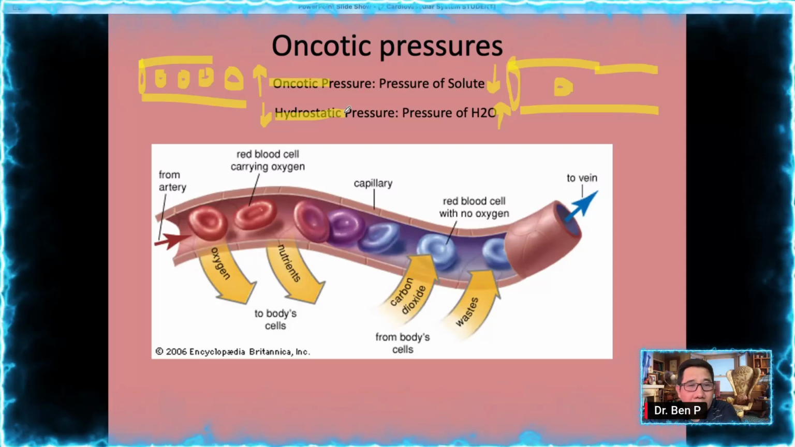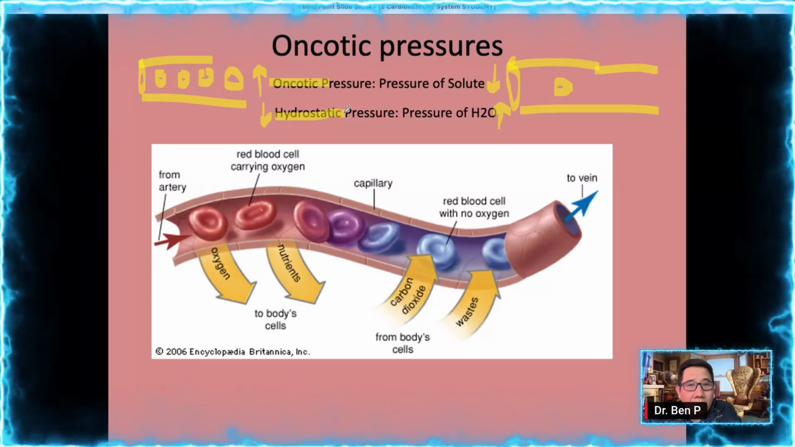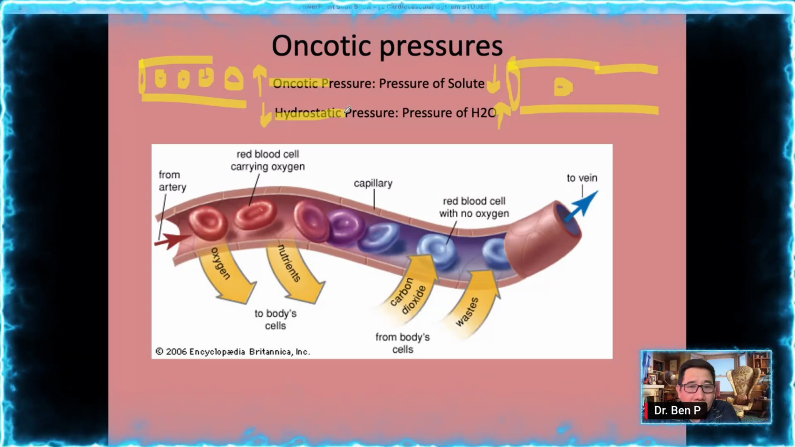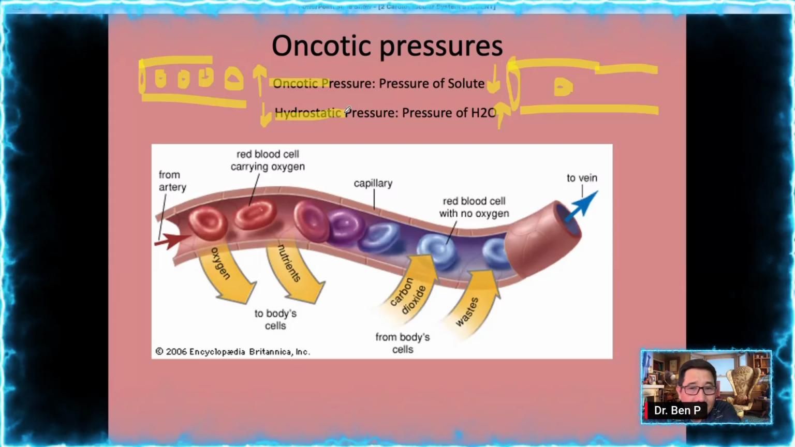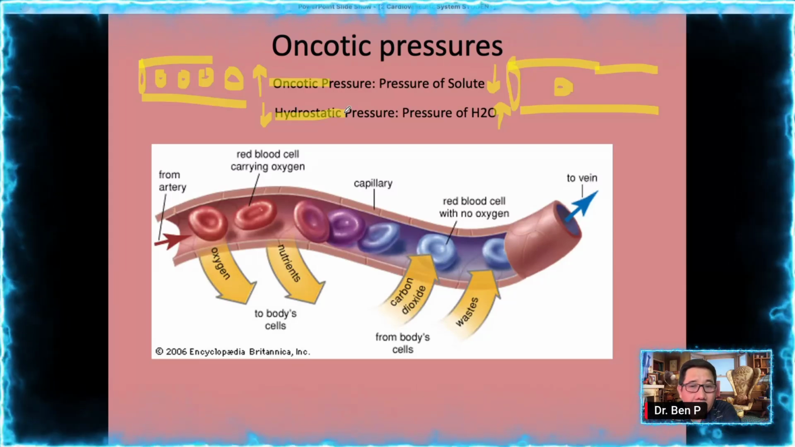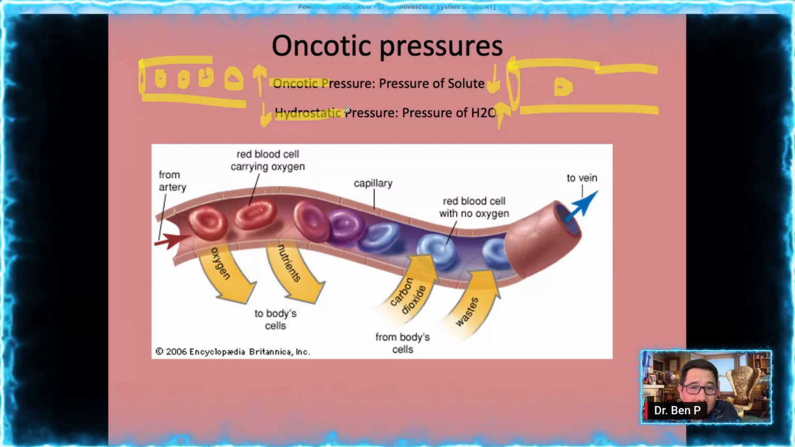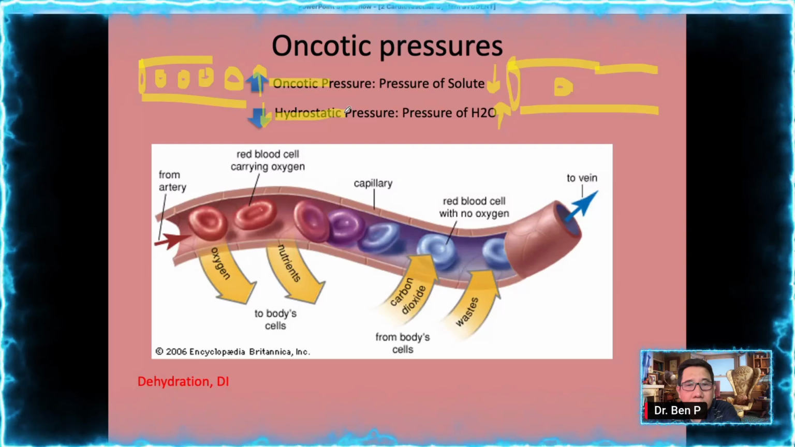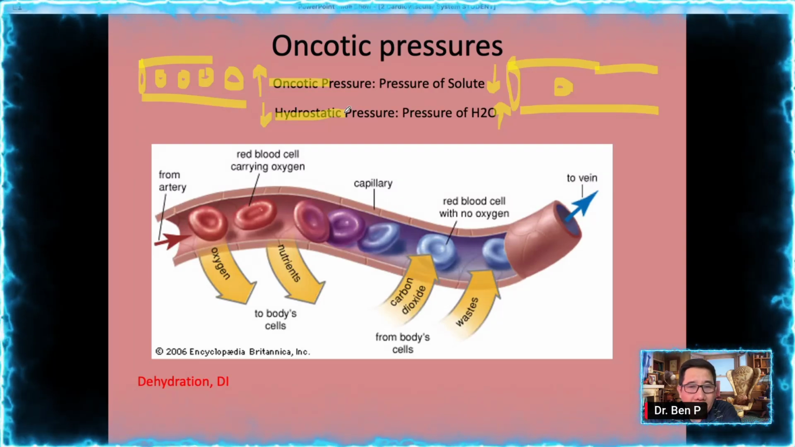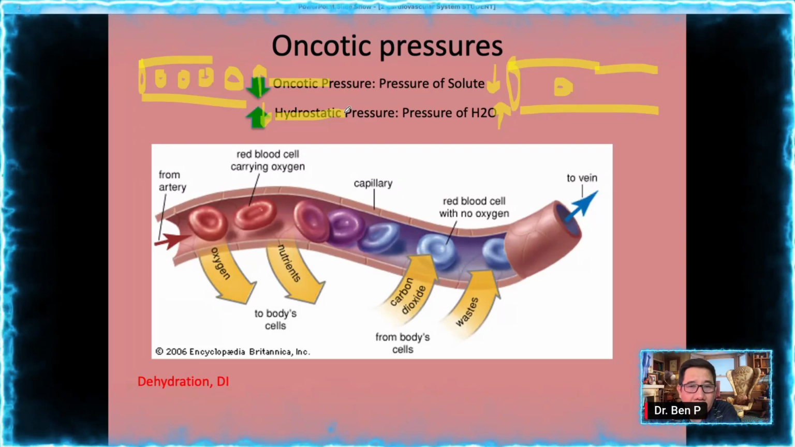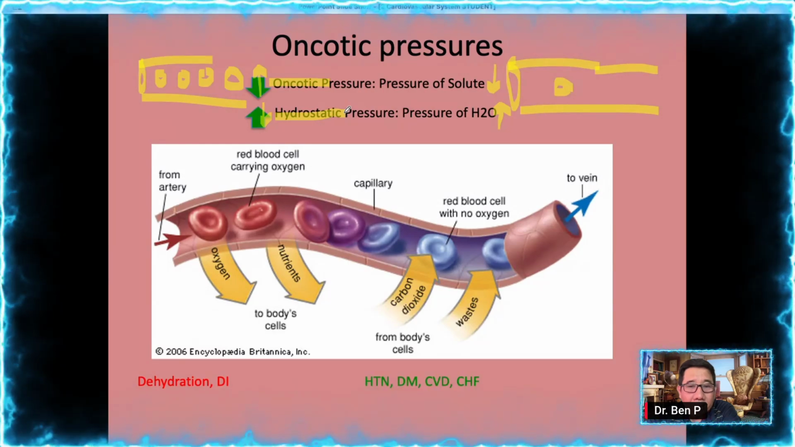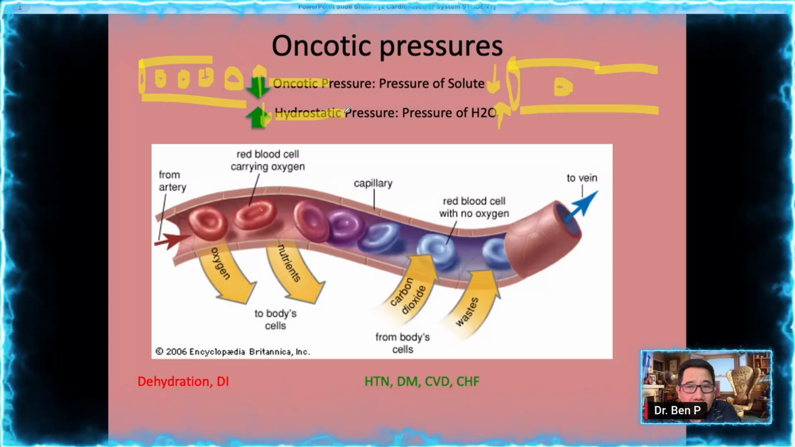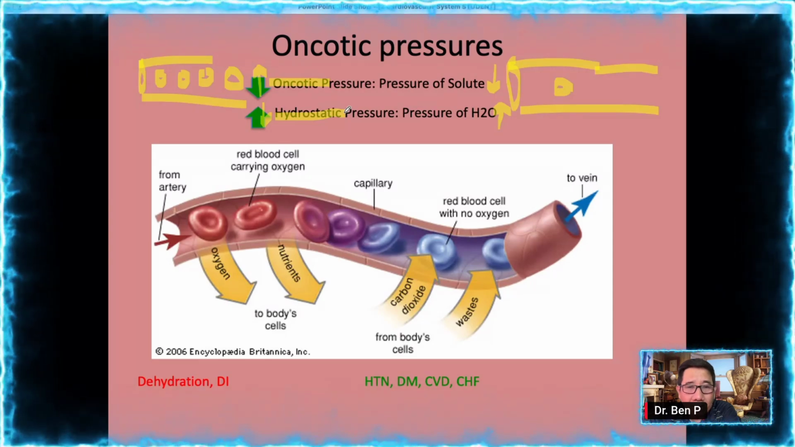So let's say you put 1 teaspoon of sugar in your coffee, you have a very low oncotic pressure. But let's say you dump 10 teaspoons of sugar into your coffee, that means you're going to have a higher oncotic pressure but lower hydrostatic pressure. So people who have dehydration and diabetes insipidus tend to have that. And people who have hypertension, diabetes, tend to have a lower oncotic pressure and higher hydrostatic pressure, like the one on the right.